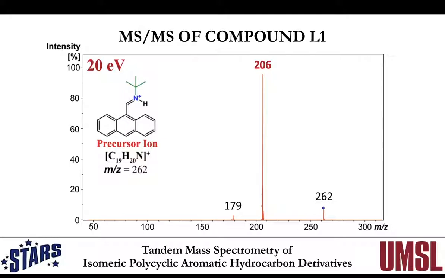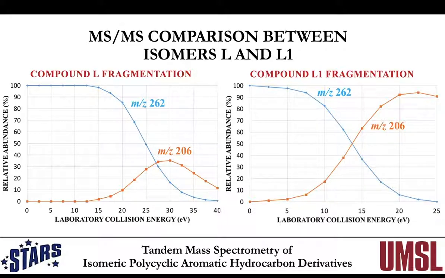However, it is important to note that L1 produces a significantly larger amount of mass-to-charge 206 fragments compared to L. To further analyze this difference, I made breakdown graphs that demonstrate the abundance of mass-to-charge 206 fragments in relation to the collision energy applied. I could clearly observe that L1 molecules produce these fragments at a lower energy level than L.